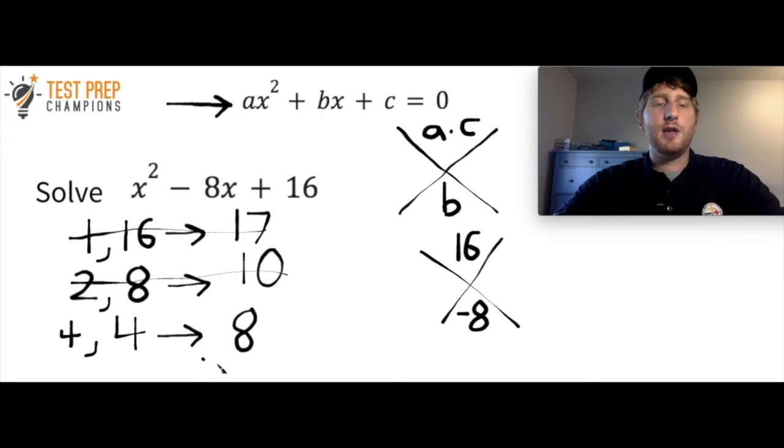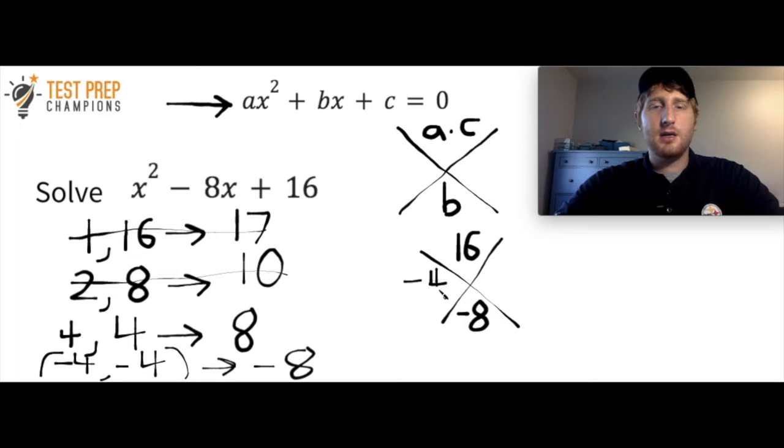So what I'm going to have to think about here is, what if I make these both negative? Why would this make sense? Well, negative 4 and negative 4 are going to multiply together to give me positive 16. Now, if I add negative 4 and negative 4 together, I get negative 8. So this pair gives us exactly what we need. It multiplies together to give us positive 16 and adds together to give us negative 8. So now I can fill in here a negative 4 and a negative 4.